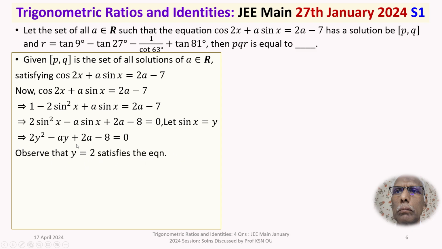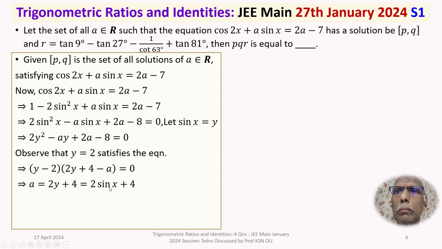That means y minus 2 is a factor. So the factorization is y minus 2 into 2y plus 4 minus a is equal to 0. These are the two factors. Now from this we want to find the values of A. So the second factor equal to 0 will give you A is equal to 2y plus 4, and y is sin x, so 2 sin x plus 4.